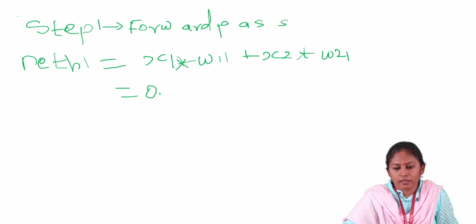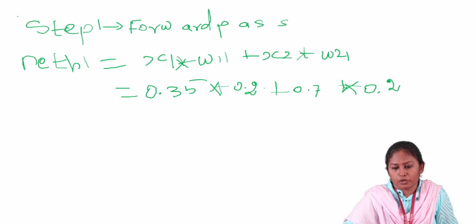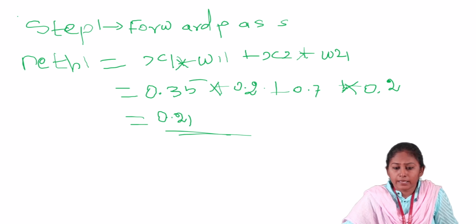So X1 is nothing but 0.35 star W11, which is 0.2, plus X2 value 0.7 star 0.2. So this is the value. If I am calculating the net H1, the final output will be 0.21. Okay, so 0.21 is the output for net H1. But is it over now? No. I have to apply the activation function, right?